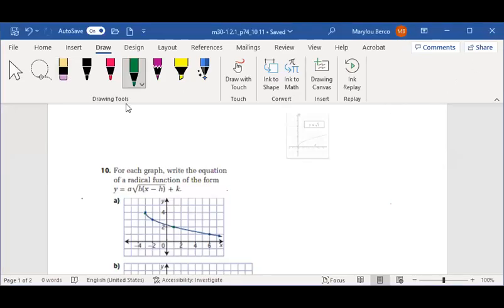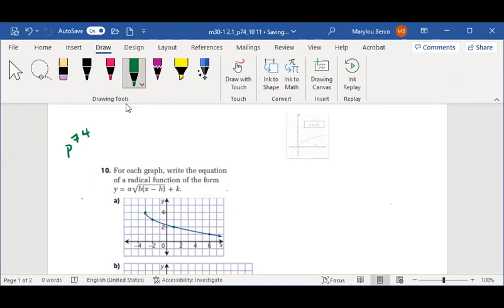Okay, let's take a look at number 10 on page 74. For each graph, write the equation of a radical function of the form y equals a root b(x minus h) plus k. I've just taped a fading graph of y equals root x, and we're going to compare the key points from y equals root x to the image.